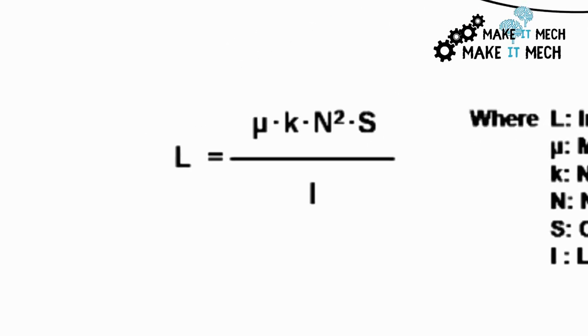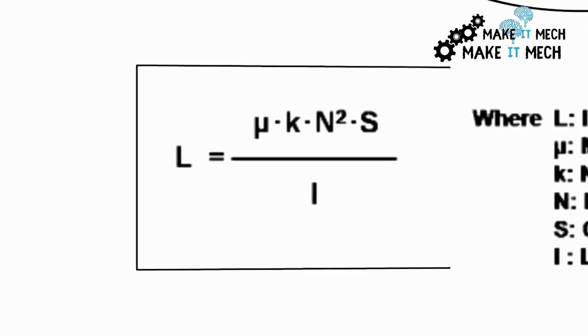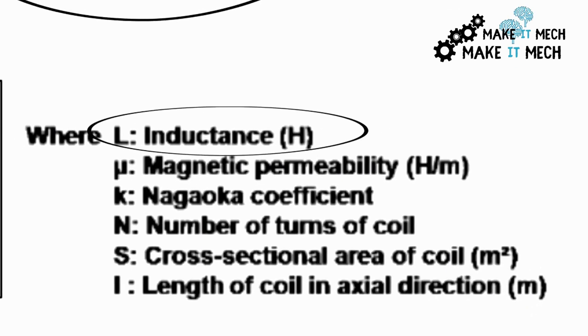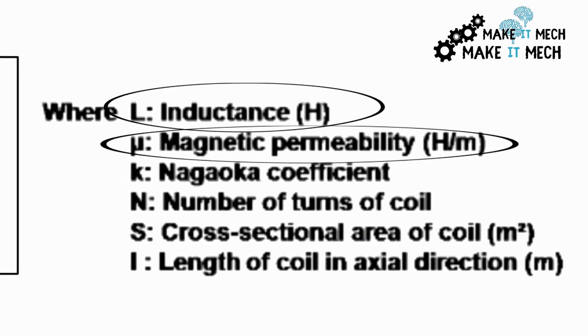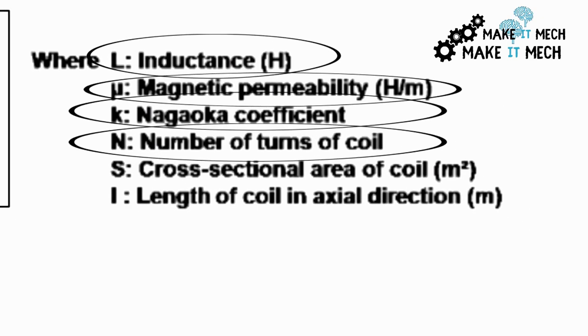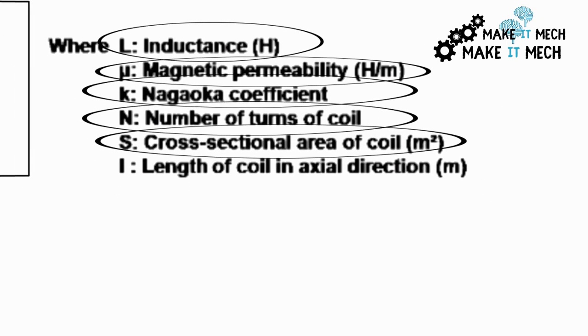Here is the formula for calculating inductance, where L is the inductance, mu is the magnetic permeability, K is a constant, N is the number of turns of a coil, S is the cross-sectional area of a coil, and l is the length of a coil in the axial direction.